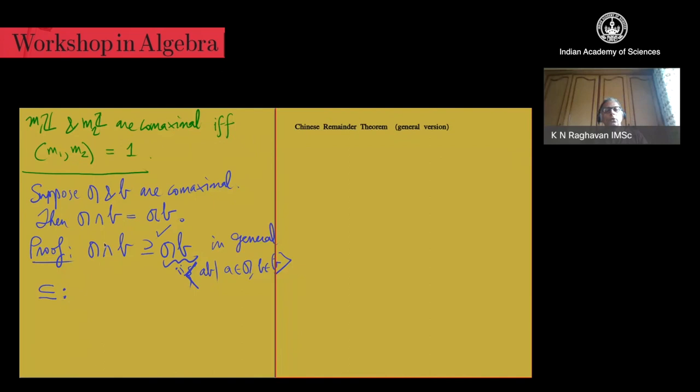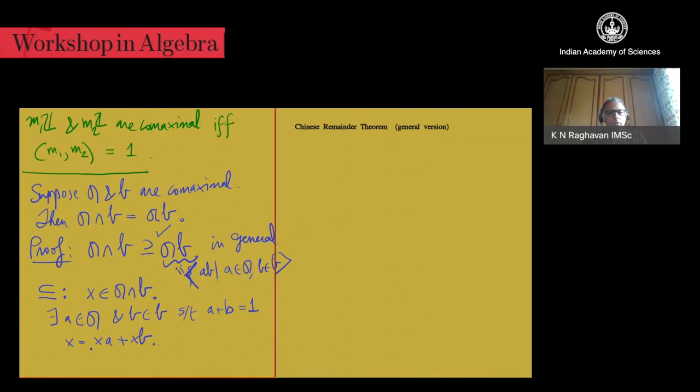So I take something in A intersection B. Why is it in AB? Okay, so let x be in A intersection B. Now, A and B are co-maximal, so there exists a in A and b in B such that a plus b is 1. That follows from the co-maximality of A and B. We saw that that's an equivalent condition. Now, given x is in A intersection B, how do I write it as something in A times B? So I can write x is equal to xa plus xb.